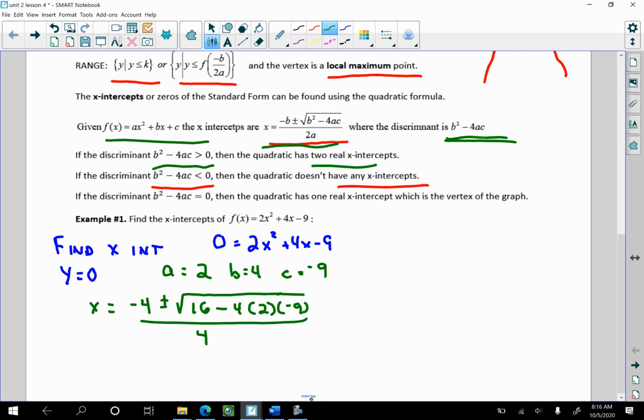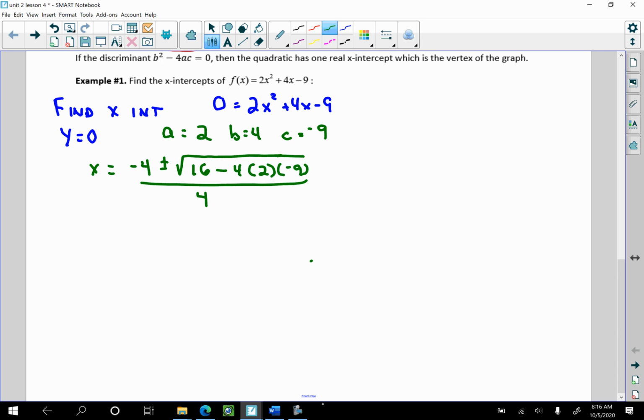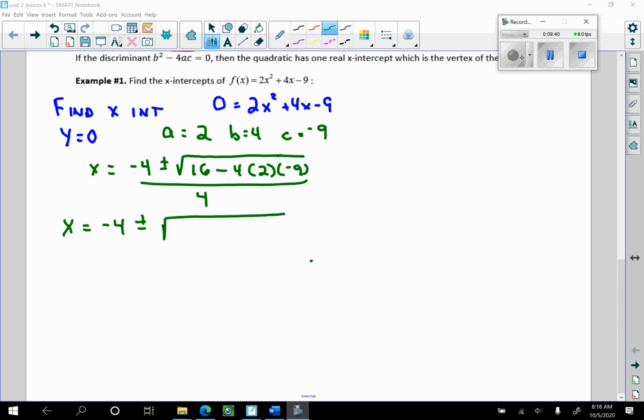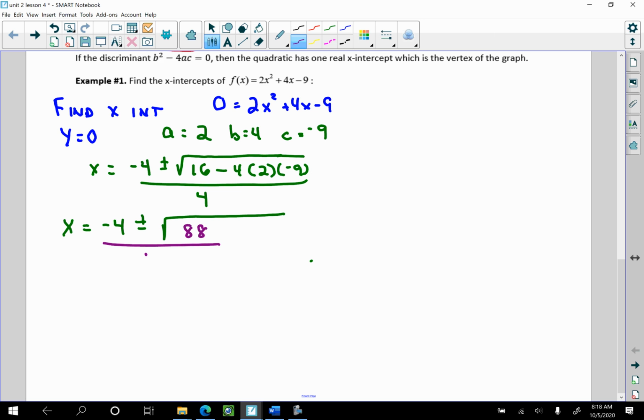All right, so all we're going to do is simplify the discriminant. So x is going to be negative 4 plus or minus the square root, looking at our graphing utility so we don't make mistakes. So if I simplify the discriminant, it's going to be 88 over 4. And I could simplify the square root of 88. So x is going to be negative 4, and the square root of 88 off here to the side.